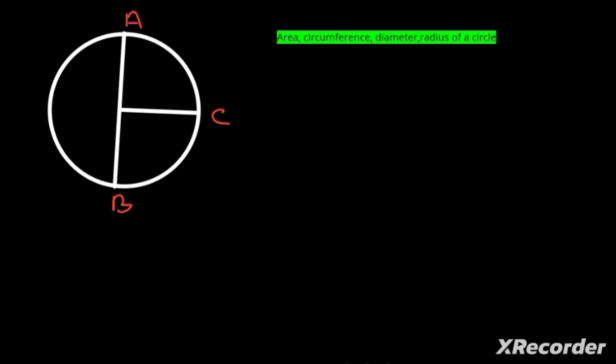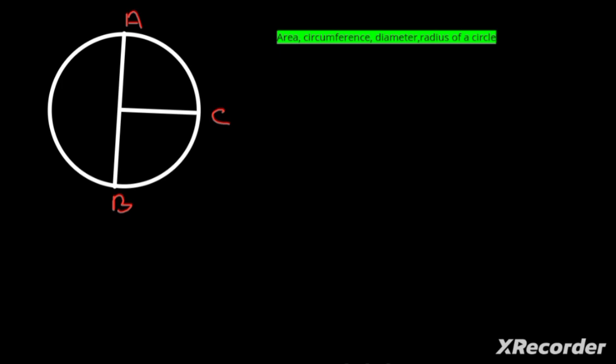So our first topic is the radius. Radius is a line segment which joins the center of the circle to the outer boundary or the circumference of the circle. It can be any line. So I have drawn a figure of a circle and also a radius.